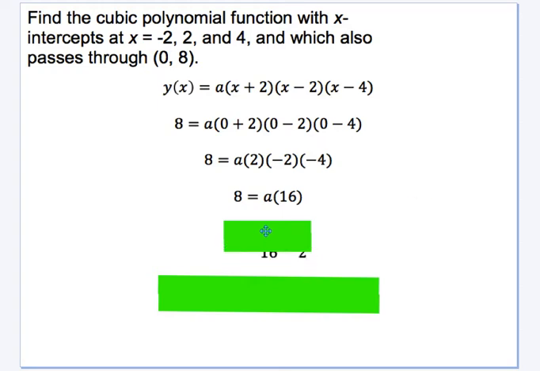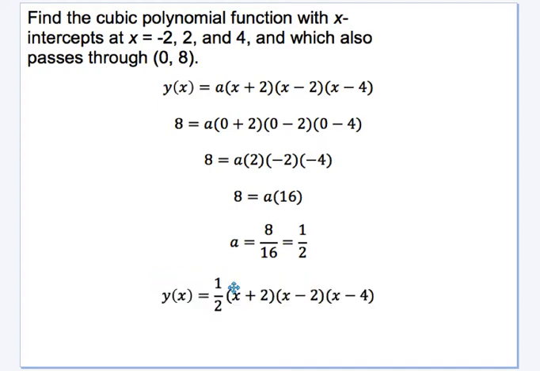Divide both sides by 16. And we get a equals 1/2. So now your polynomial in factored form is going to look like this. Go ahead and FOIL everything and see what you get.